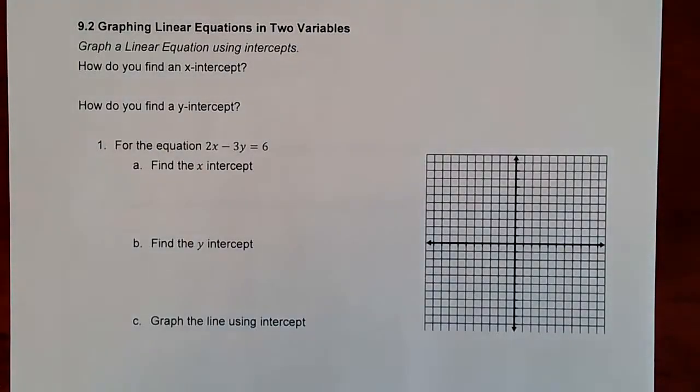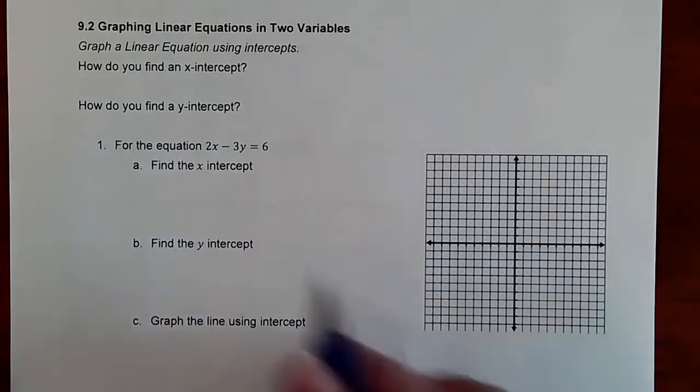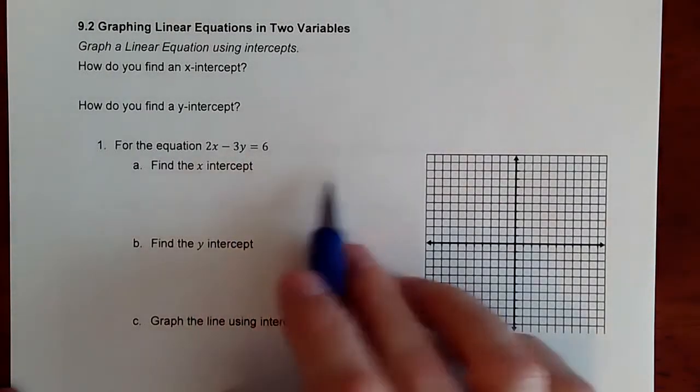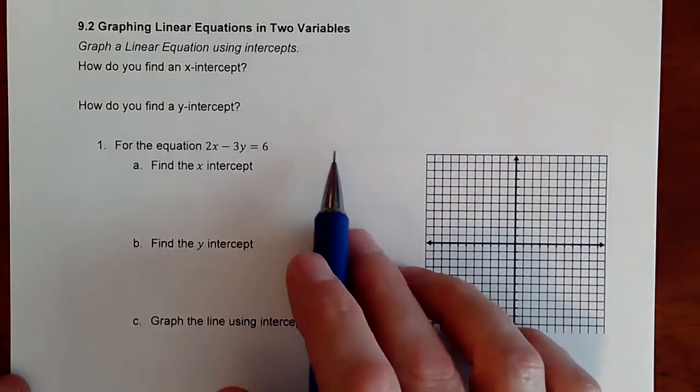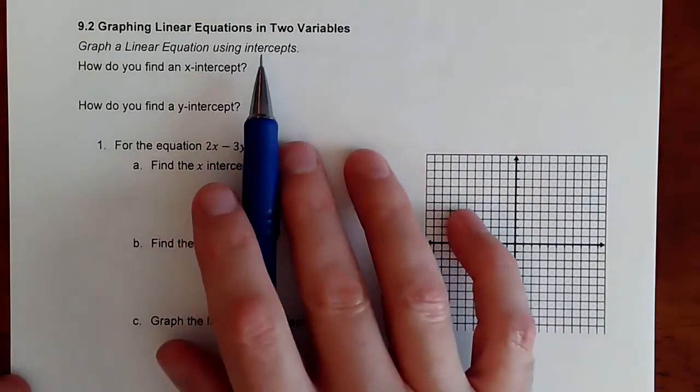All right, we are going to be graphing some linear equations. There's three different ways to go about graphing these things. One of them is taking an equation and making a table of values. That's probably the most inefficient way of doing it. There are some shortcuts. One of them is graphing using intercepts.